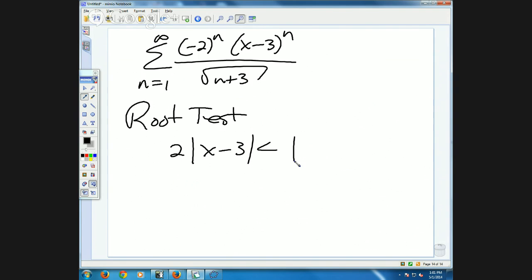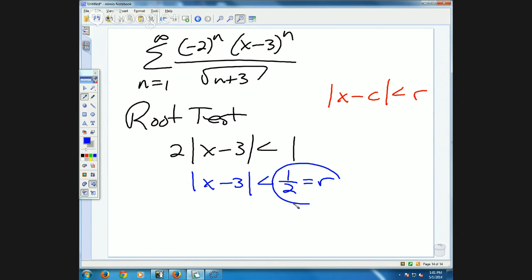All right. Now, this isn't quite in the form that I like. The form that I like is the absolute value of x minus c is less than some number r. So what should I do to tweak this black thing to look like the red thing? Divide by 2. Okay. So now I have the absolute value of x minus 3 is less than 1/2. So now I know my radius. What's my radius? It's the 1/2. The center of this is what? 3.